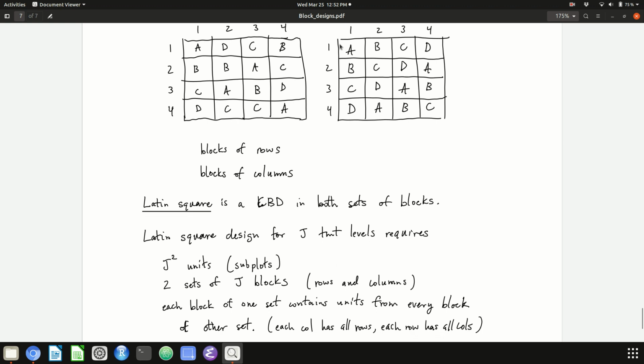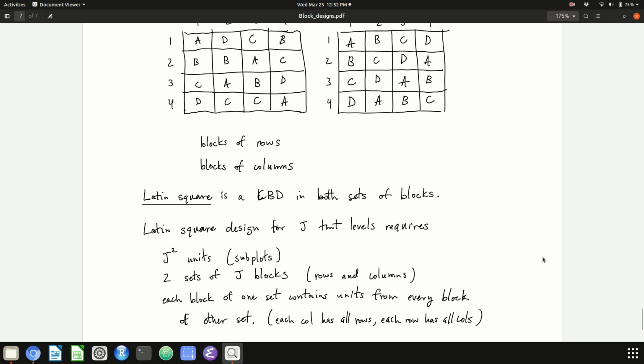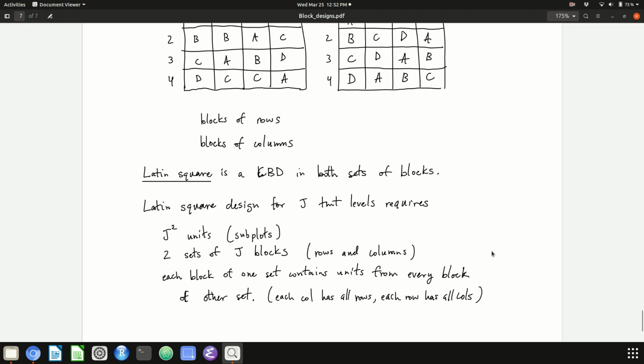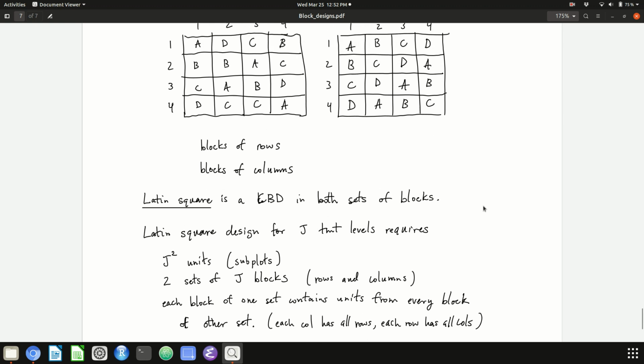So you have to have a very special structure. It has to be a square like this. And the number of rows and columns in the square has to be equal to the number of treatments. So you can't always apply the Latin square, but in situations like this you can.